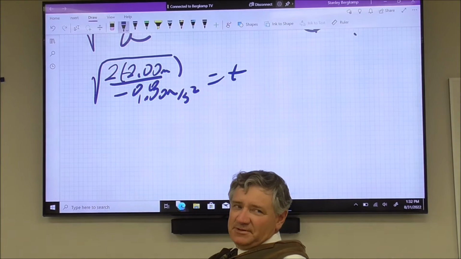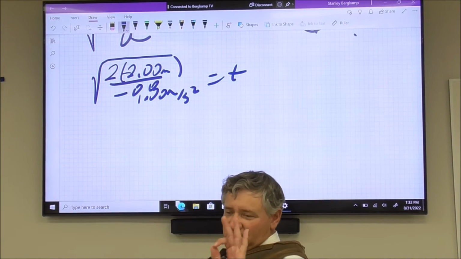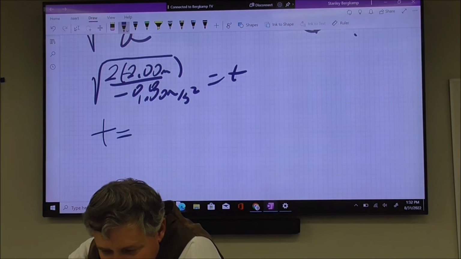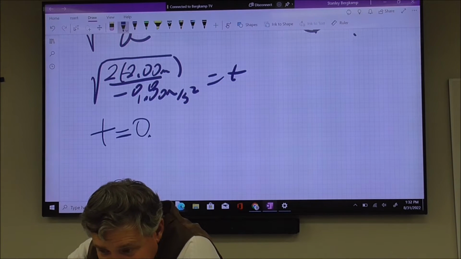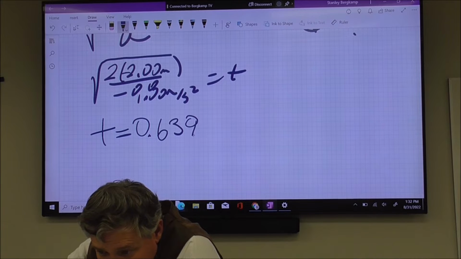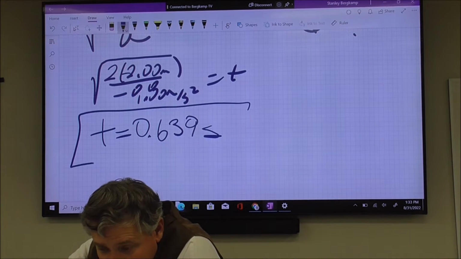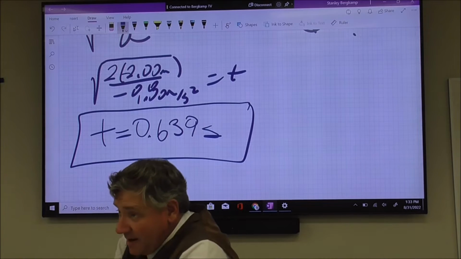And then take the square root of it, to 3 significant digits. It should be less than 1. 0.638? 0.639. Everybody cool with that? Okay. Now, let's see if that matches.